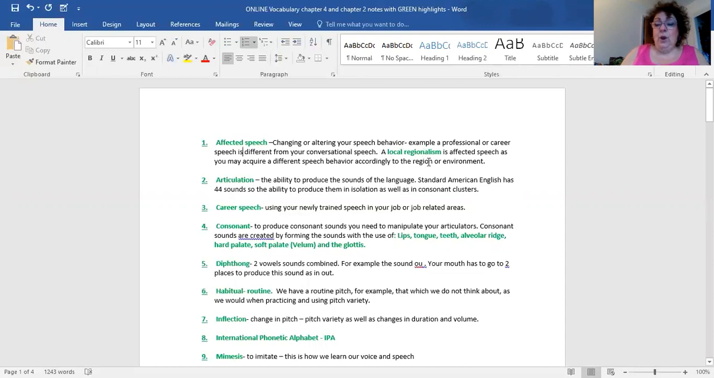So when we talk about a local regionalism, it is affected speech, as you may acquire a different speech behavior according to the region. So you grew up in New York, your speech is going to be affected by the local speech behavior. You're going to sound like your environment. If I went to Boston, I'm going to have a Boston accent: pack the car, the bag in. If I grew up in the South, I'm going to have these gorgeous vowel sounds. And here we learned in our lecture before that in this region we substitute some sounds for others, we omit some sounds, we add some sounds. That's what makes us not easily understood globally.